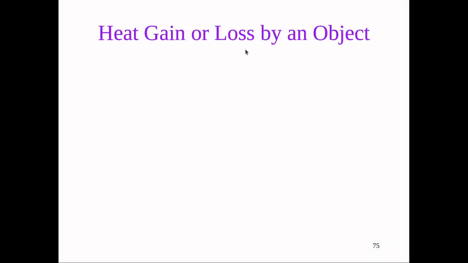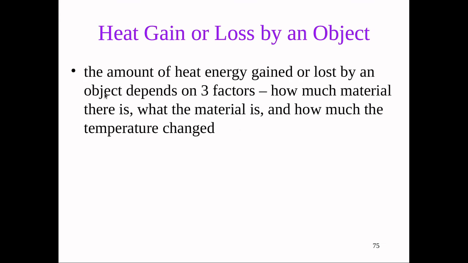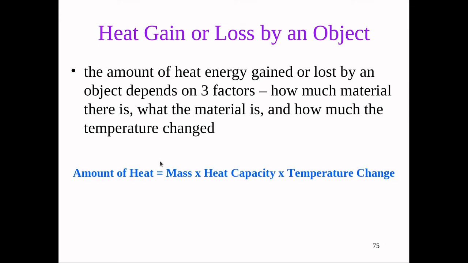Now we can bring all of our observations together, and hopefully it'll make a little more sense, the equation that's going to relate the heat, the temperature, and mass. We know from our observations that the amount of energy gained or lost by an object depends on 3 factors: how much material there is, what that material is, and how much the temperature changed. So our equation becomes the amount of heat is equal to the mass, how much material there is, times the heat capacity, that's specific to what the material is, times the temperature change.